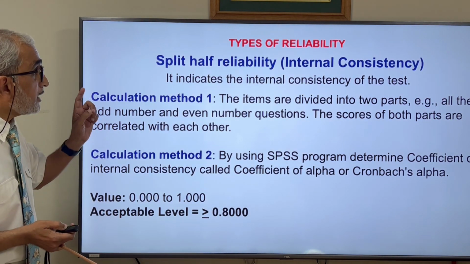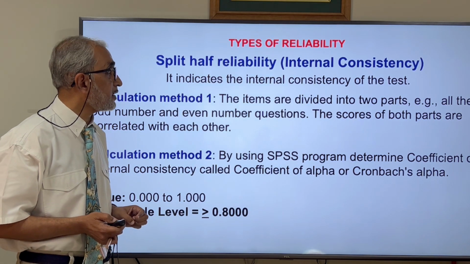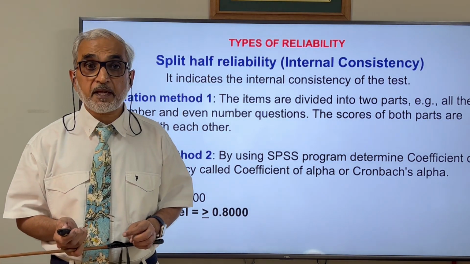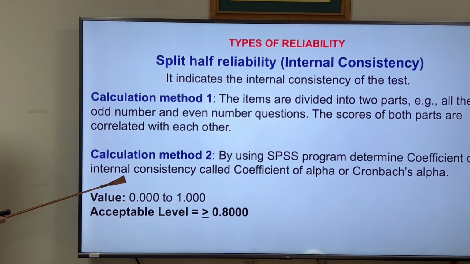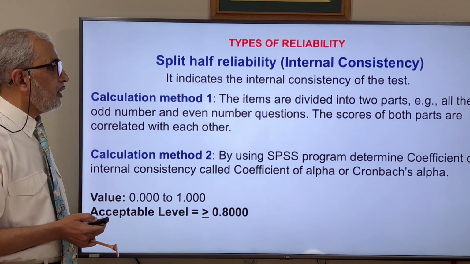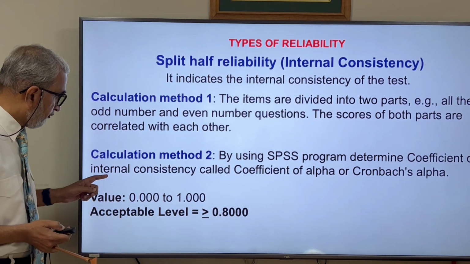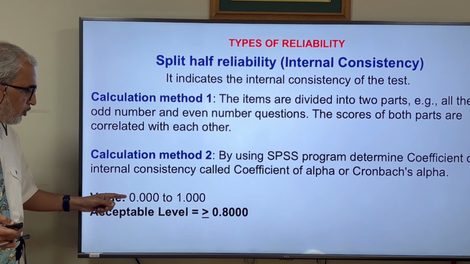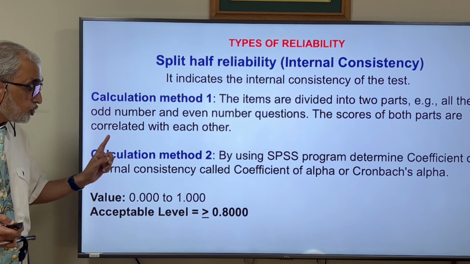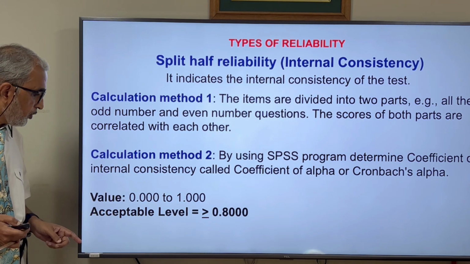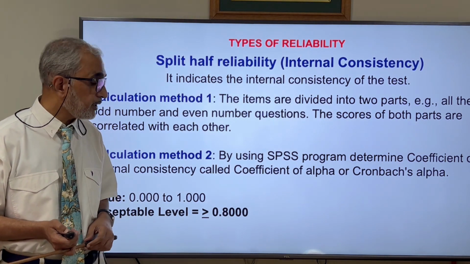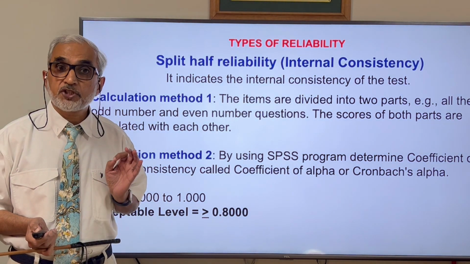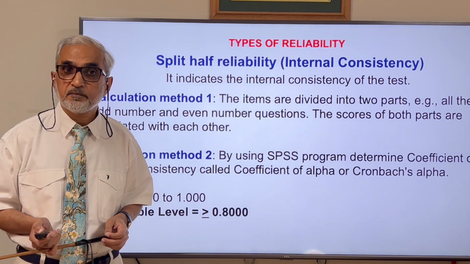So, internal consistency or split half reliability is expressed by a unit, and that unit is coefficient, therefore it is called coefficient alpha or Cronbach alpha. The value of Cronbach alpha is from 0.000 to 1.000, and an acceptable level of internal consistency or split half is equal to or more than 0.8000.